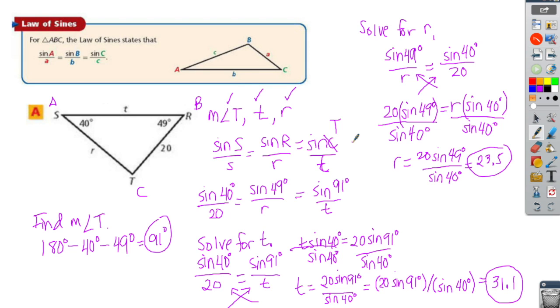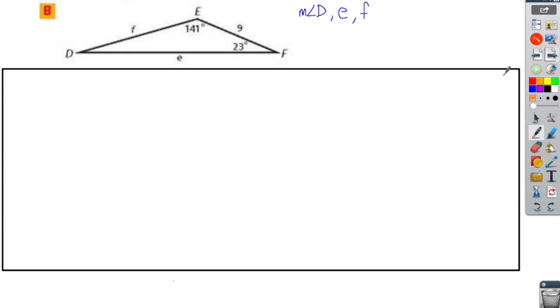All right, so on the next screen, you're going to have an opportunity to try this out. I have a given triangle DEF with the given angle measures and side length 9, with the unknowns of E and F. So again, you want to start out by labeling whatever information you need to find. We've set it up over here. We need to find the measure of angle D and the two side lengths E and F. You can pause the video at this time and give yourself some time to try it out.